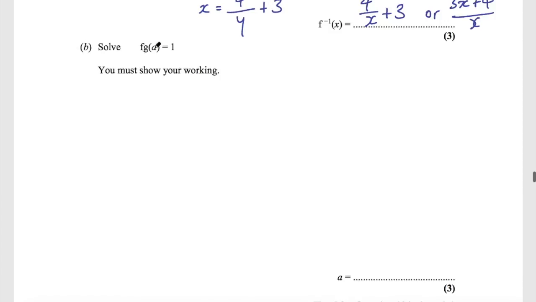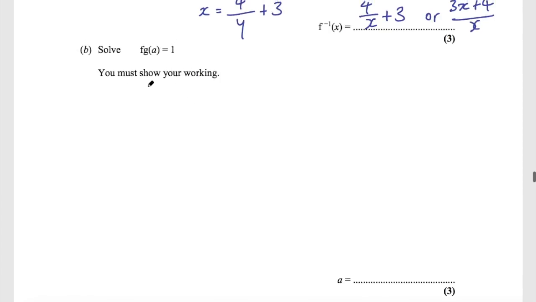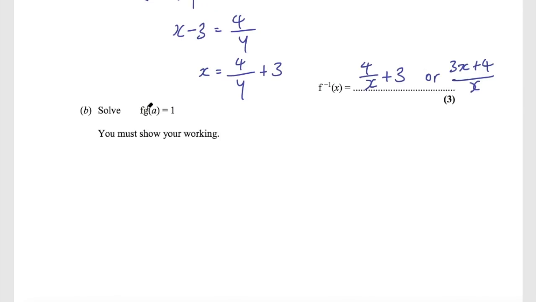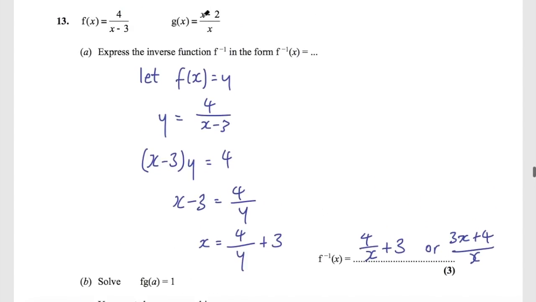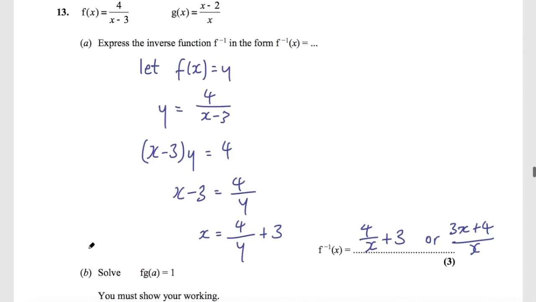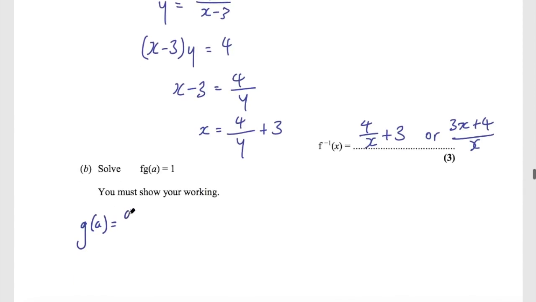Part B says solve f of g of a equals 1. You must show your working. So let's firstly find an expression for g of a. So what will that be, g of a? Well, we take g of x is x minus 2 on x, and we replace the x's with a's. So this is going to be a minus 2 on a.